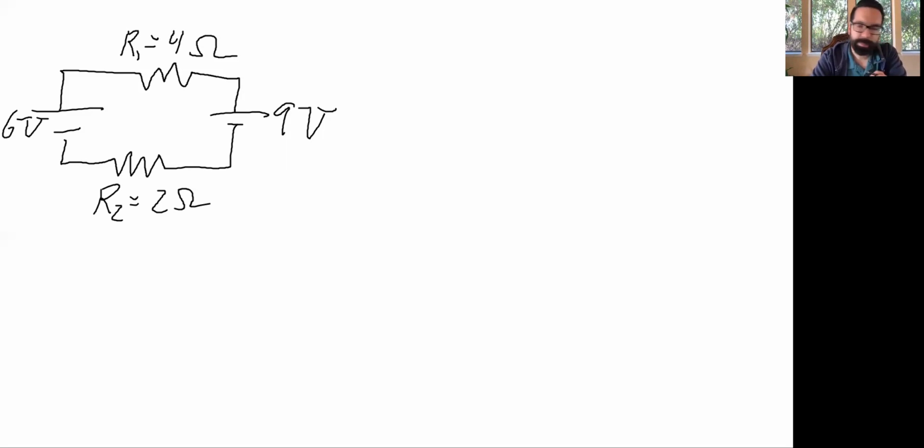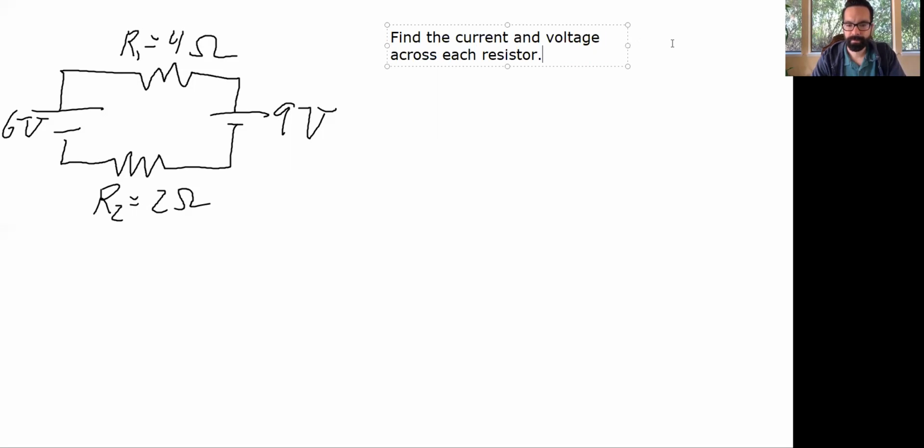So there's a couple things. Okay, so what do we want to do with this circuit? I want to find the current and voltage across each resistor. Okay, so that's what I want to do in the circuit.